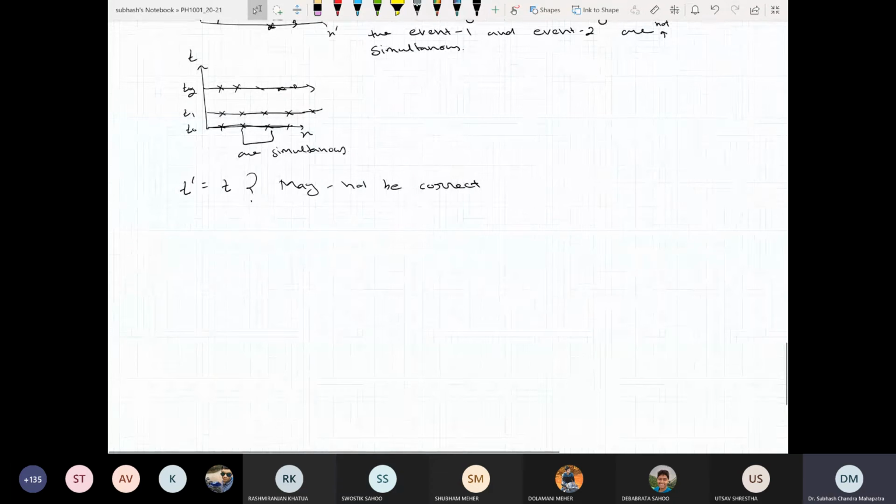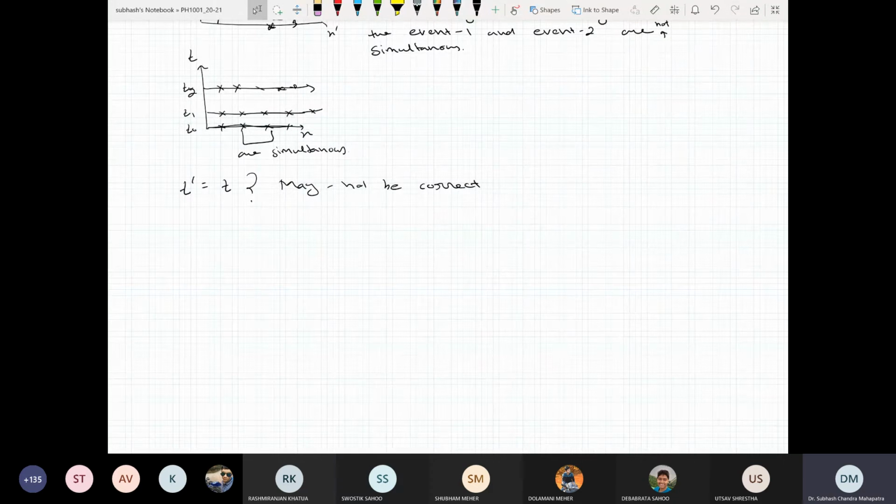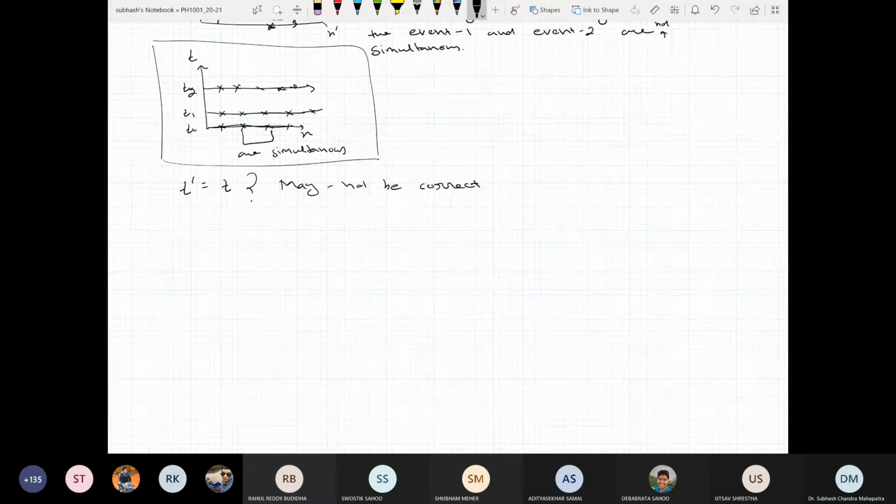Okay, now, what is the relation between T prime and T? Or more importantly, just look at this figure. Can you explain that graph? Which graph? The square bracket? Yes, sir.